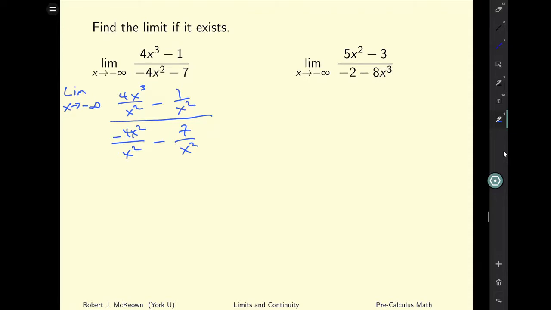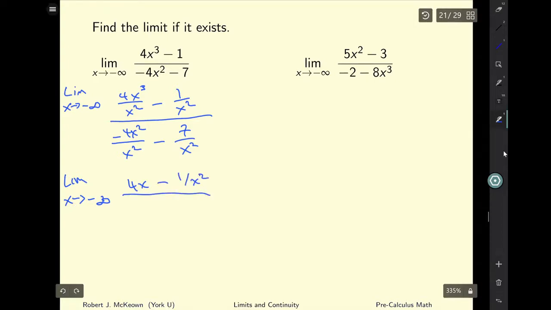When I do that, I'm going to get 4x cubed over x squared minus 1 over x squared, divided by negative 4x squared over x squared minus 7 over x squared. So I've divided the numerator and denominator by the highest ordered power in the denominator. Now I'm going to simplify it a little bit. So I'm going to keep my limit, and then I'm going to write 4x minus 1 over x squared, and that whole thing divided by negative 4 minus 7 over x squared, like that.